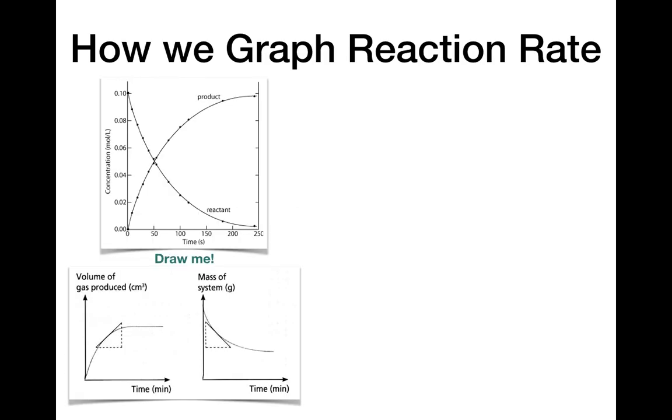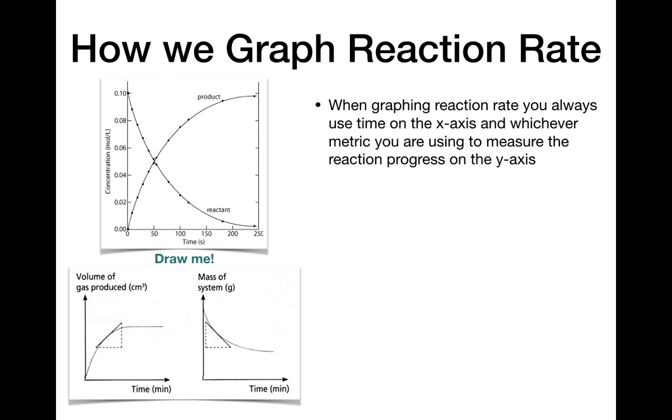Okay, so let's talk about how we graph reaction rate. The graph you need to draw here is this one, where it's showing the classic curve of reactant decreasing and product increasing. I recommend you do it a little clearer than this and actually use a different color line for each one, just to make it very clear in your notes.